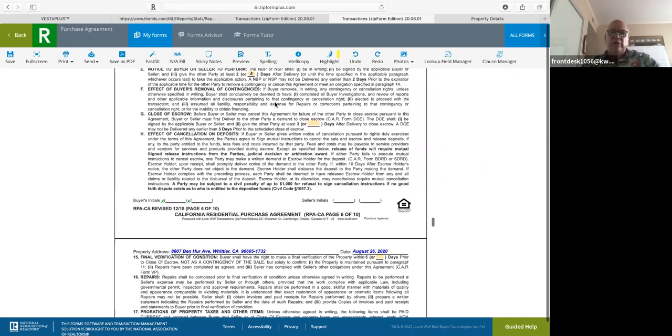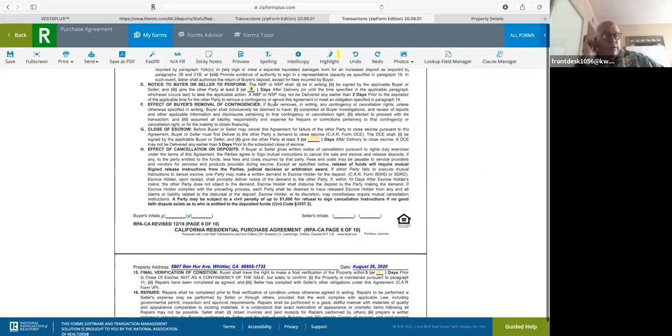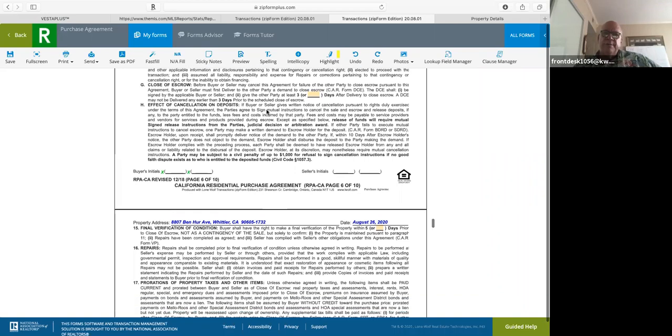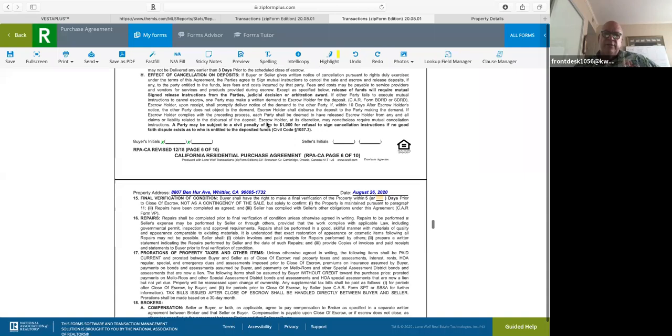Here, you go through a notice to perform period where the seller has said you haven't performed, then they have to give you a notice to close escrow. So again, that's a 3-day. You could put 5 there, but I'm going to leave it at 3.